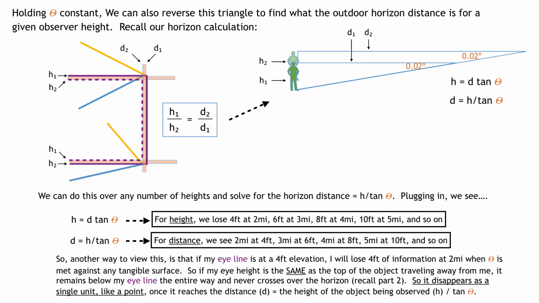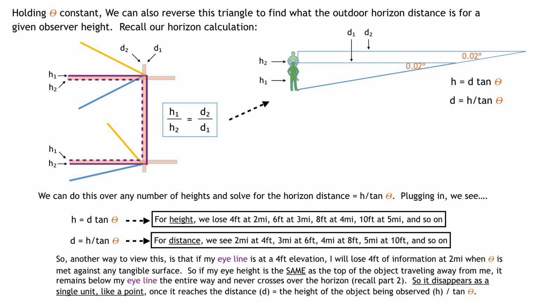Holding theta constant, we can also reverse the triangle to find out what the outdoor horizon distance is for a given observer height. Recall our horizon calculation as h1 over h2 equals d2 over d1, and essentially this is just representing that formula using the same resolution angle between the two heights and distances. So if the observer is at height 1 and then moves higher to height 2, his distance at distance 1 is going to get larger at distance 2.